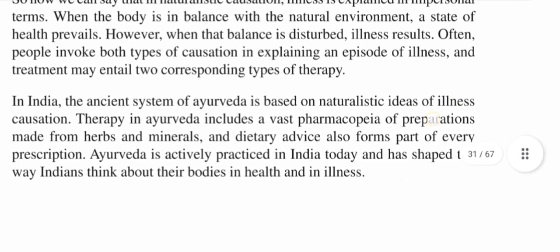In India, the ancient system of Ayurveda is based on naturalistic ideas of illness causation. Therapy in Ayurveda includes a vast pharmacopoeia of preparations made from herbs and minerals, and dietary advice also forms part of every prescription. Ayurveda is actively practiced in India today and has shaped the ways Indians think about their bodies in health and illness.